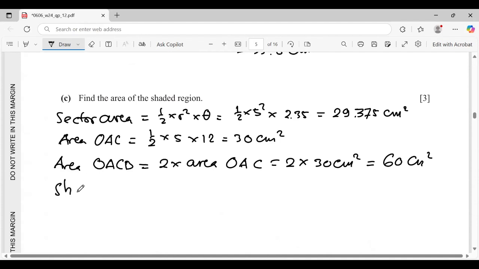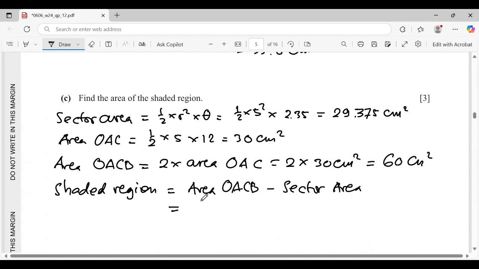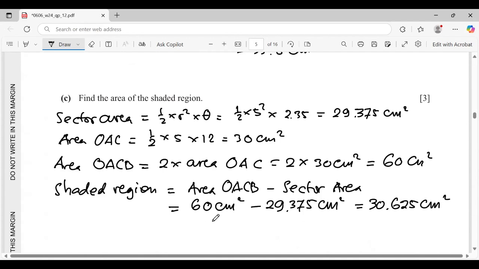So the area of the shaded region equals area OACB minus the sector area. 60 centimeters squared minus 29.375 centimeters squared equals 30.625 centimeters squared, or 30.6 centimeters squared.